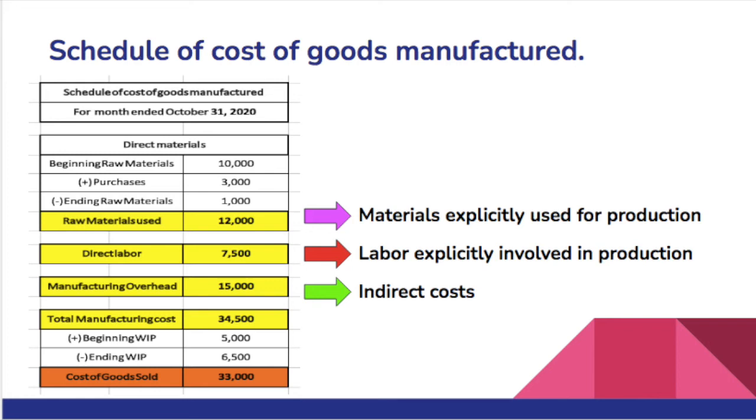And once we have encountered the total manufacturing cost, we add the beginning working process, which is the residual value from the previous term, and we subtract the ending working process, which is the residual value from this term, and as a result, we get the cost of goods sold, which is $33,000.